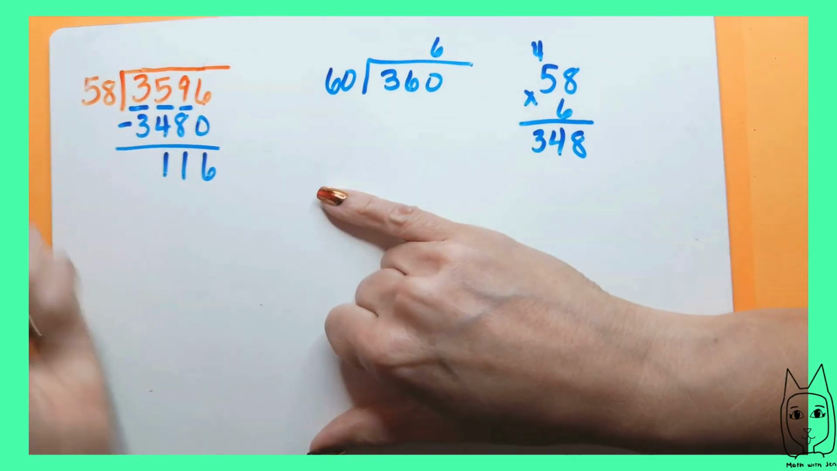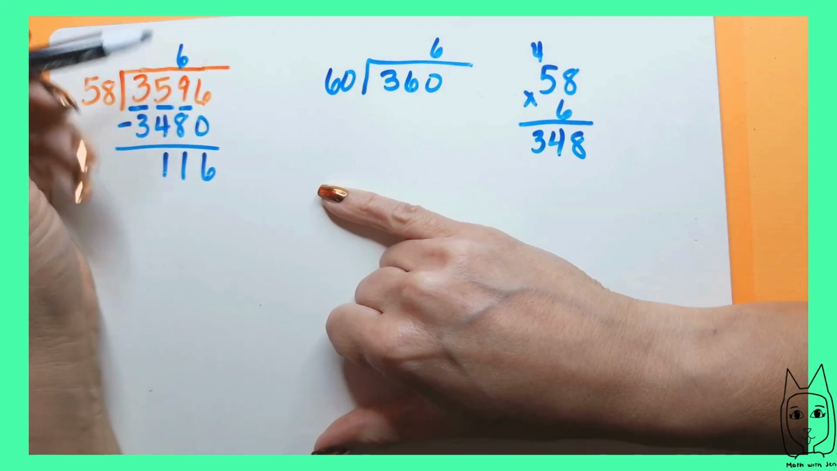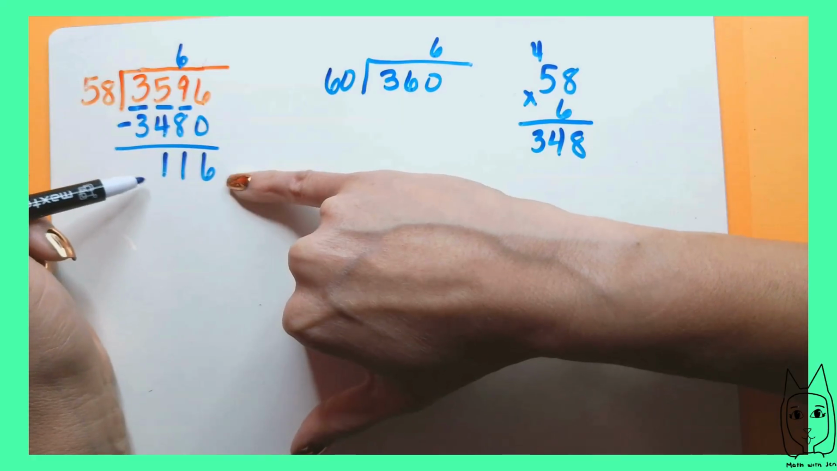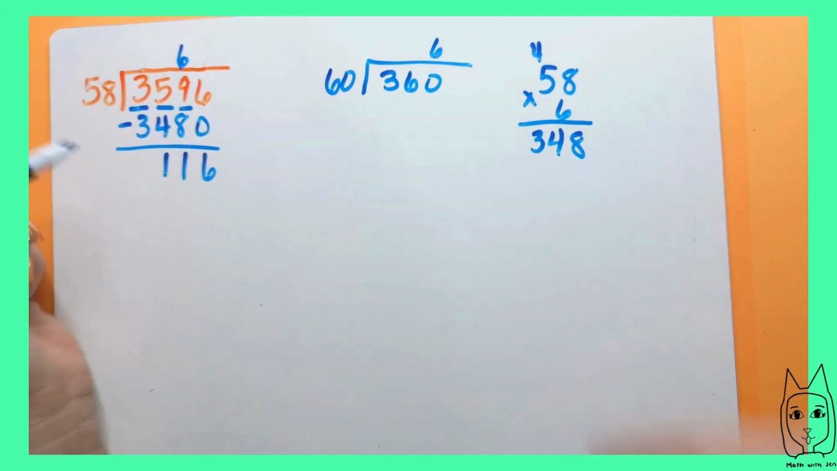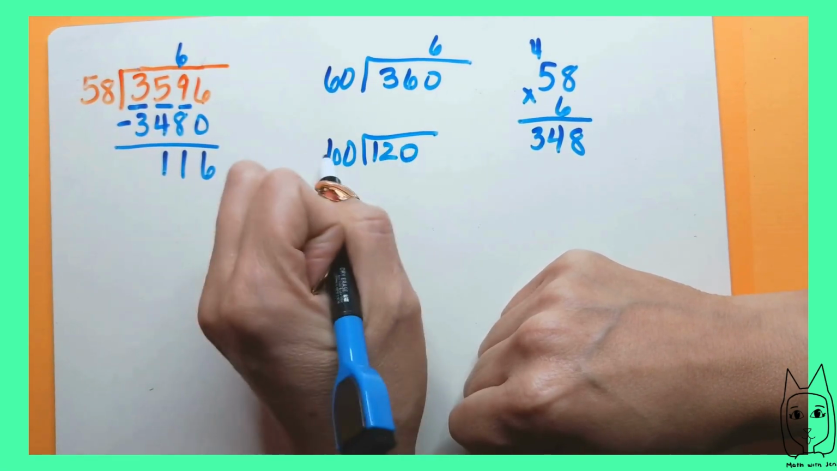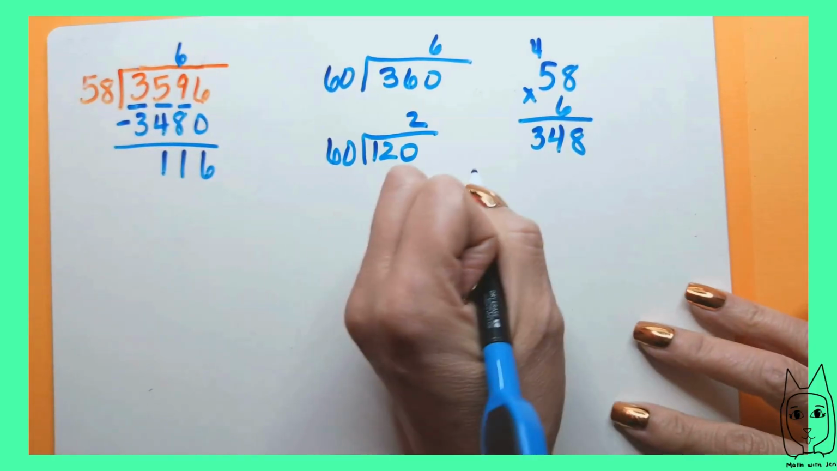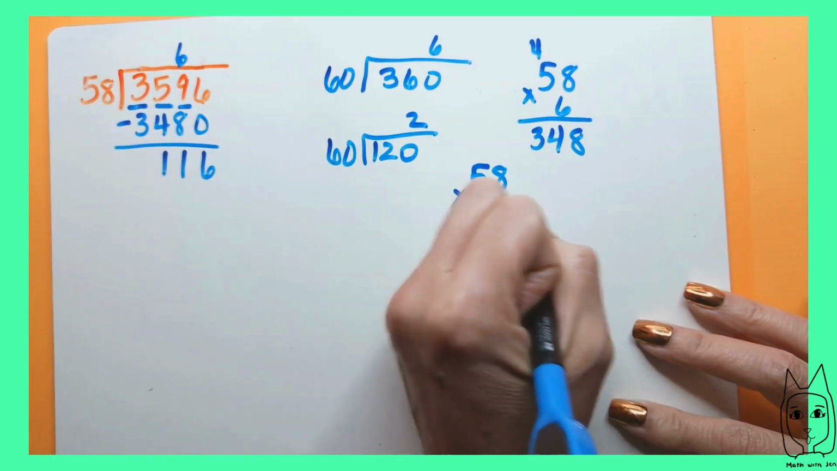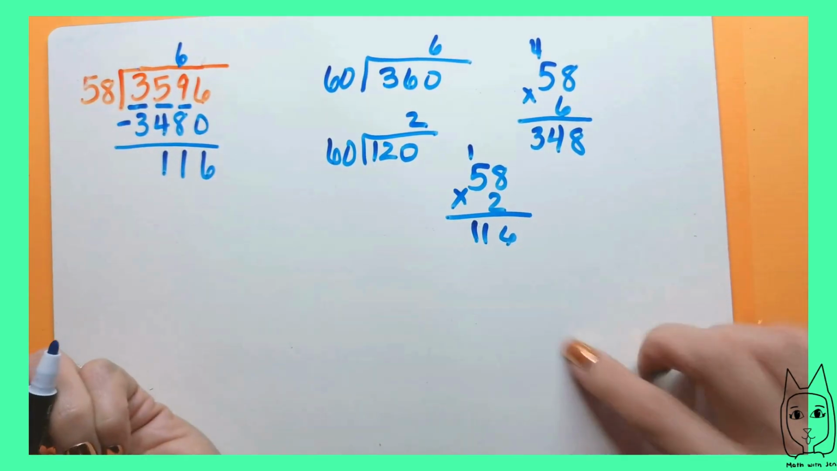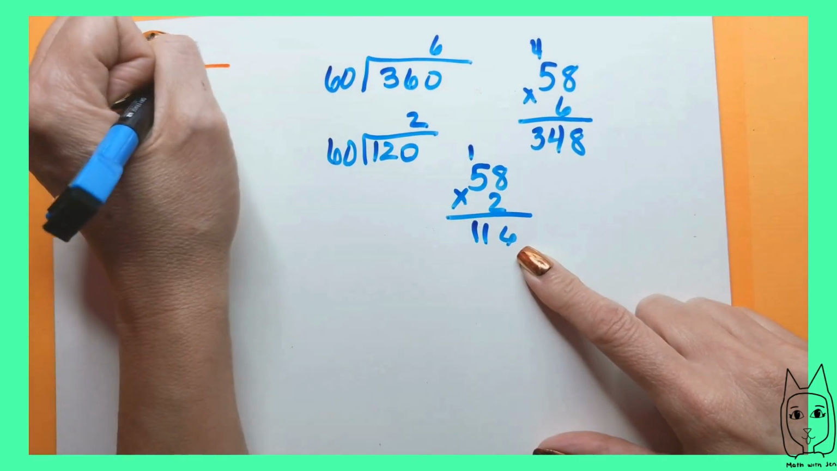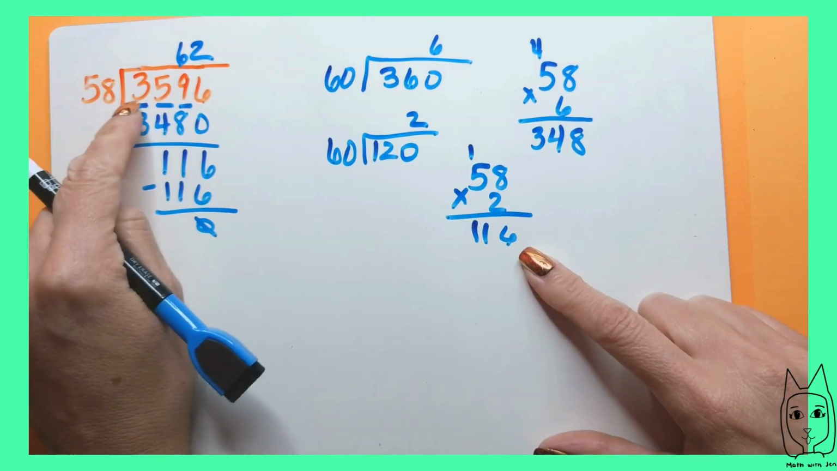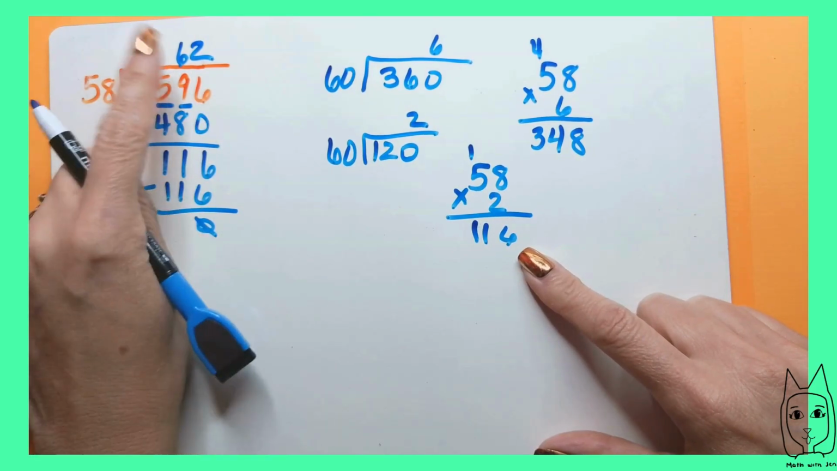and subtract. I need to put my 6 over my 9 because that's what we divided into. Now I'm going to see 58, and I want to go into 116. So again, I'm going to estimate. I'm going to say 60 and 120. So that's 2 times. I'm going to see how that works out. 58 times 2, 6, carry the 1, 10, 11, and it's exactly 116. So I have my 2, and then I subtract, and I have nothing left over. 3,596 divided by 58 is 62.